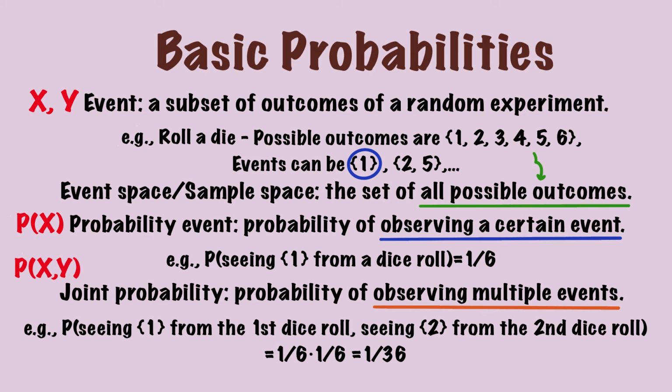There are a few symbols that are commonly used to represent these terms. We typically use capital X and Y to denote an event. P of X represents the probability of event X. P of X and Y is the joint probability of events X and Y.